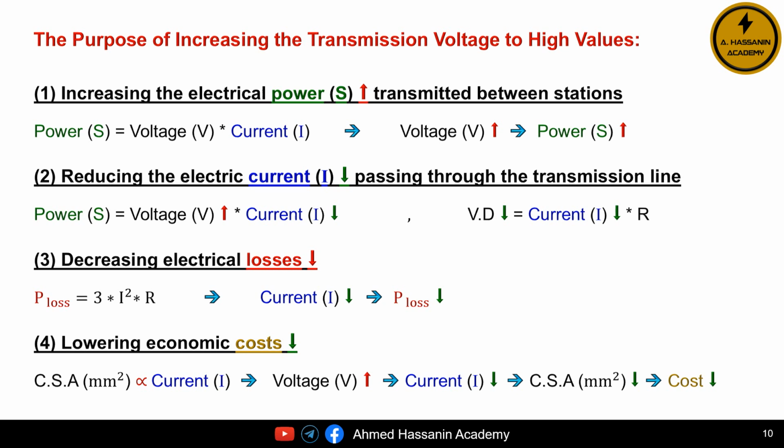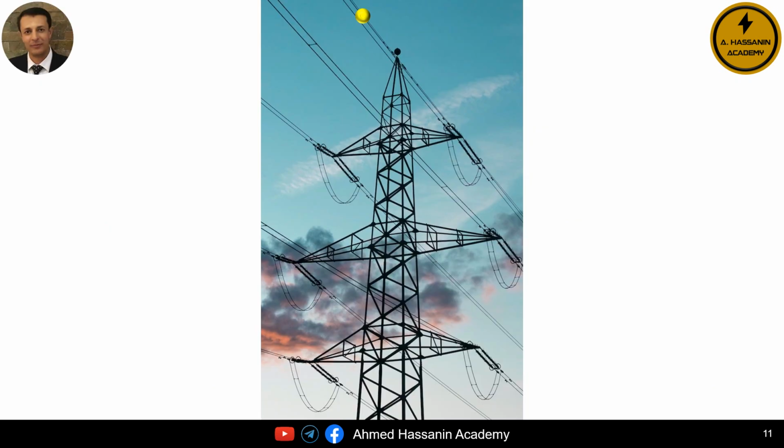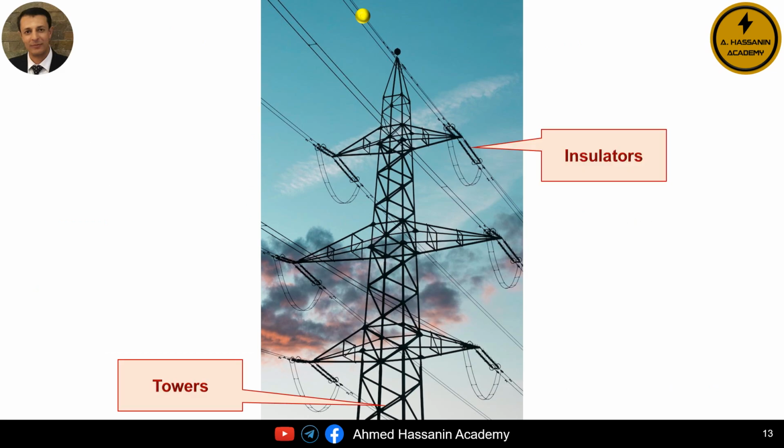and cheaper installation overall. It is also very important for us to quickly and briefly understand the main components of overhead transmission lines. To begin with, we must know that any overhead transmission line consists of three main elements, which are: first, the towers; second, the insulators; third, the conductors or different types of wires.